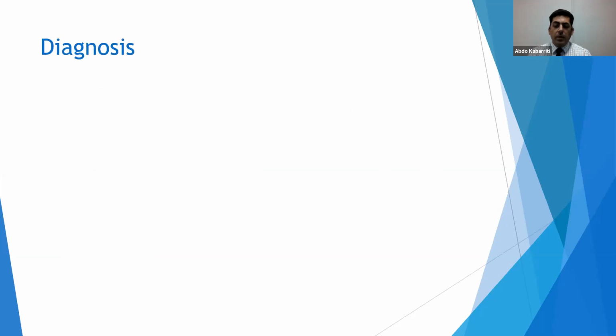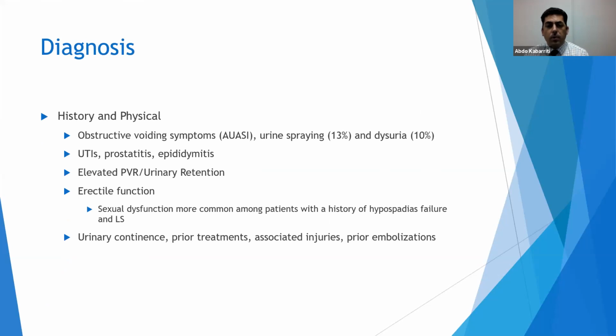All right, so how do we make the diagnosis, and what are the important parts of the workup? So, as with everything else, we always start with the history and physical exam. We want to get the patient's obstructive voiding symptoms, the AUA symptom score. We want to ask about any urinary spraying, any dysuria. So 13% of the patients will present with urinary spraying, and about 10% will come in with dysuria.